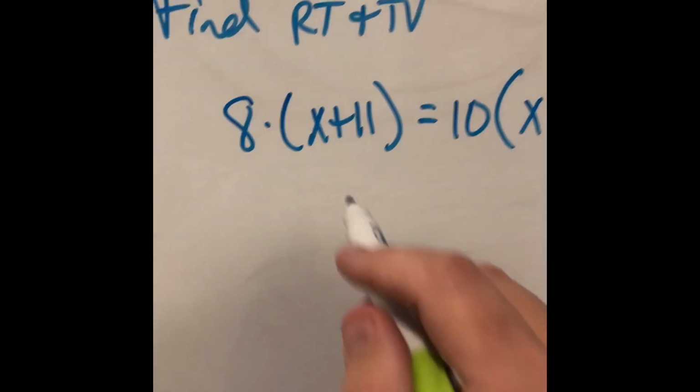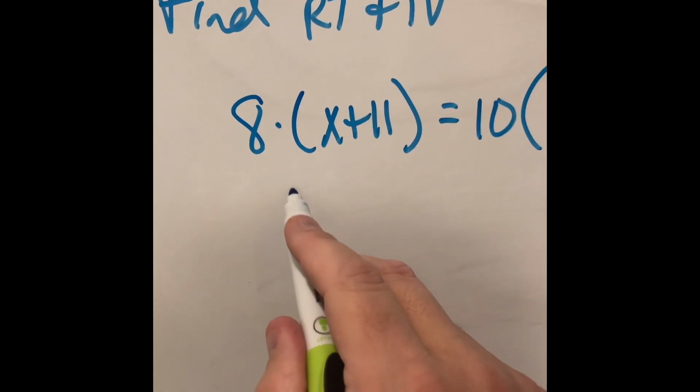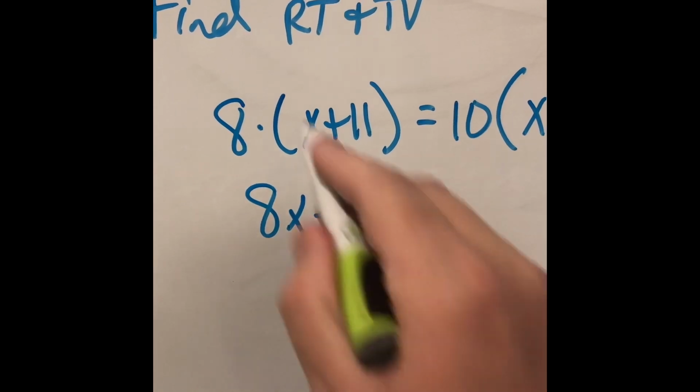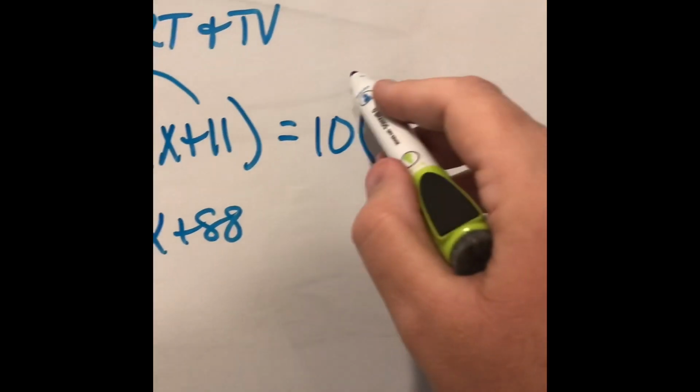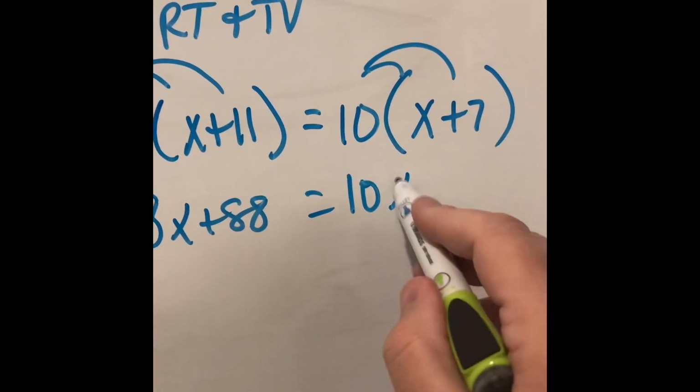Okay? So that tells me then that this is going to be 8x plus 88 when I distribute. When I distribute here, 10x plus 70.